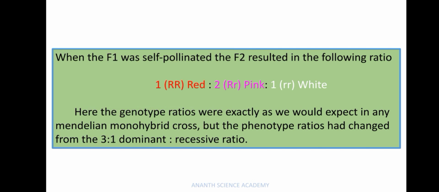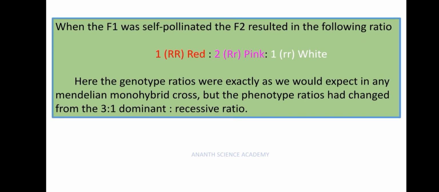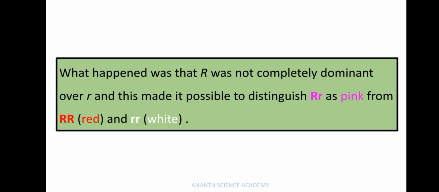Here, both genotype and phenotype ratios are 1:2:1. This has to be noted once again. What happened was that capital R was not completely dominant over small r, and this made it possible to distinguish capital R, small r as pink from capital R red and small r white.